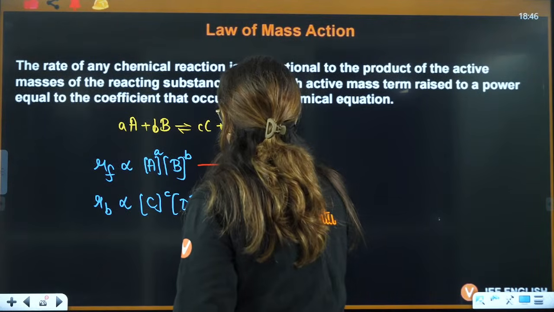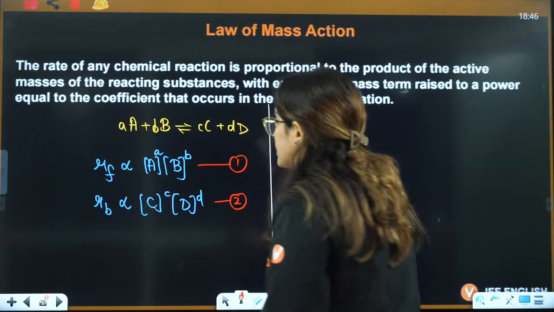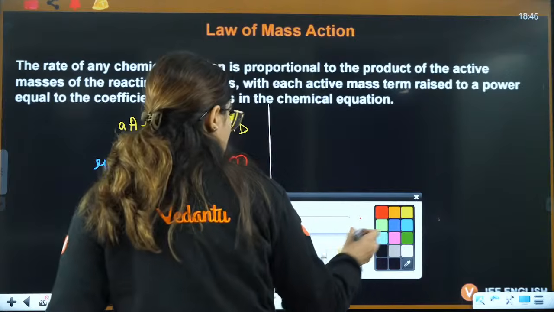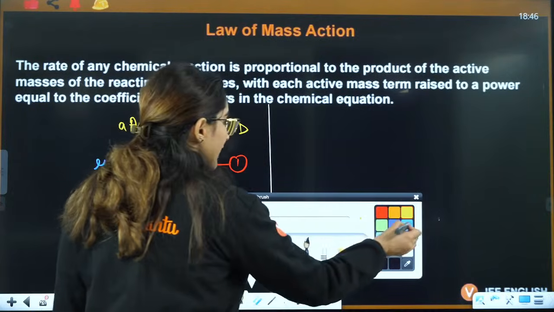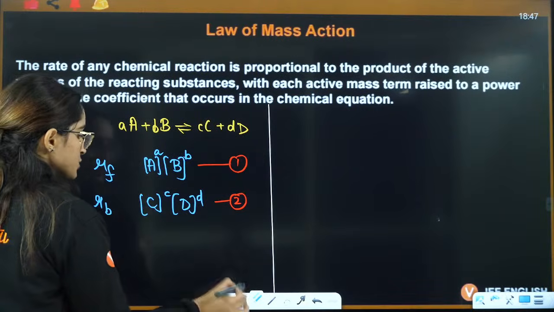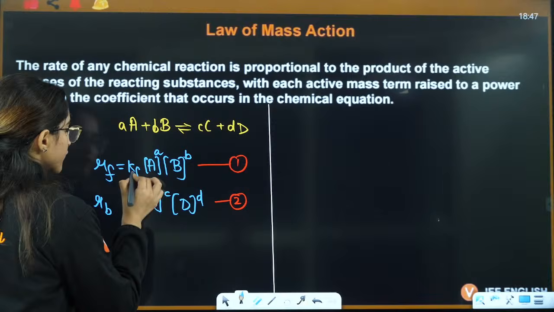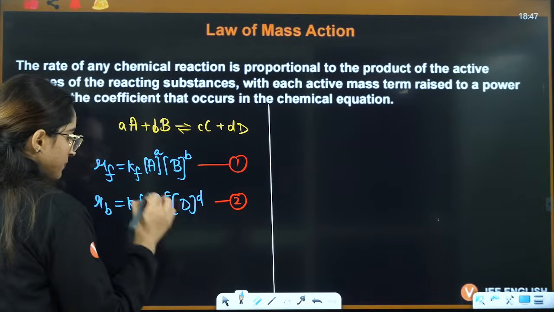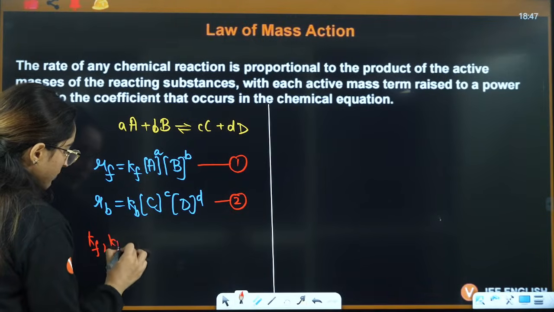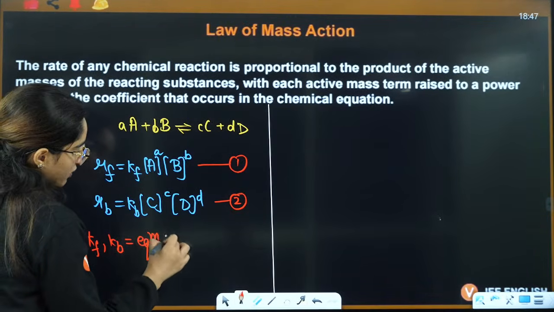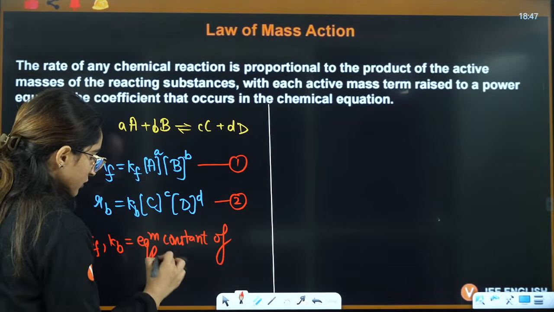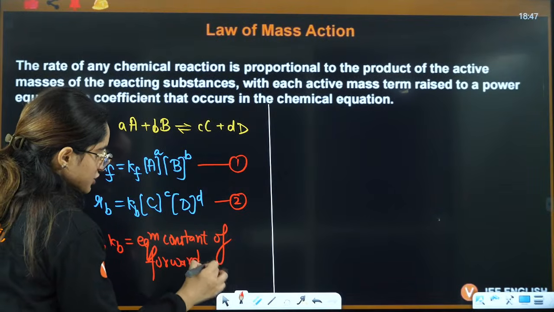If you introduce the proportionality constant here, this becomes equal to Kf and this is equal to Kb. Ma'am, what do you mean by Kf and Kb? Kf and Kb are the rate constants of the forward and backward direction.